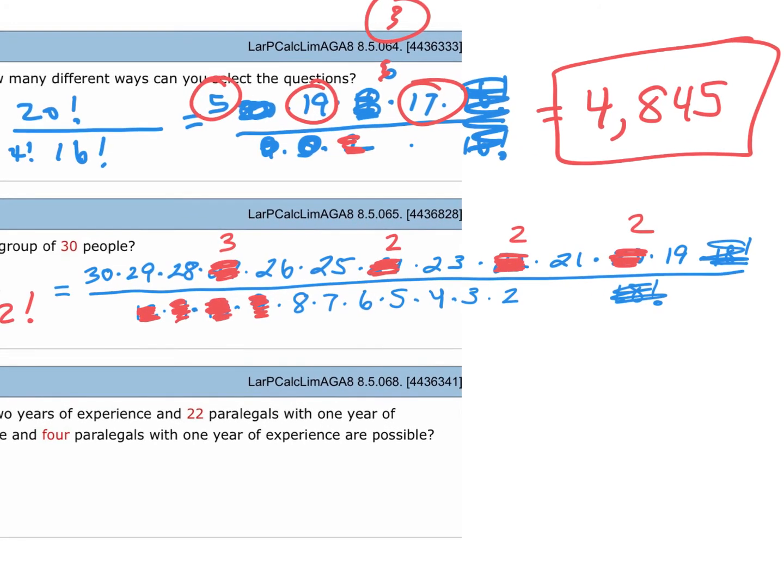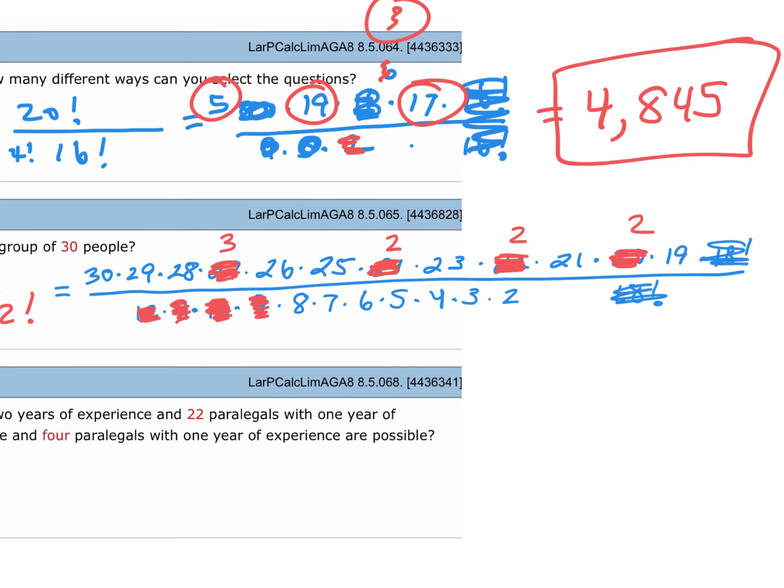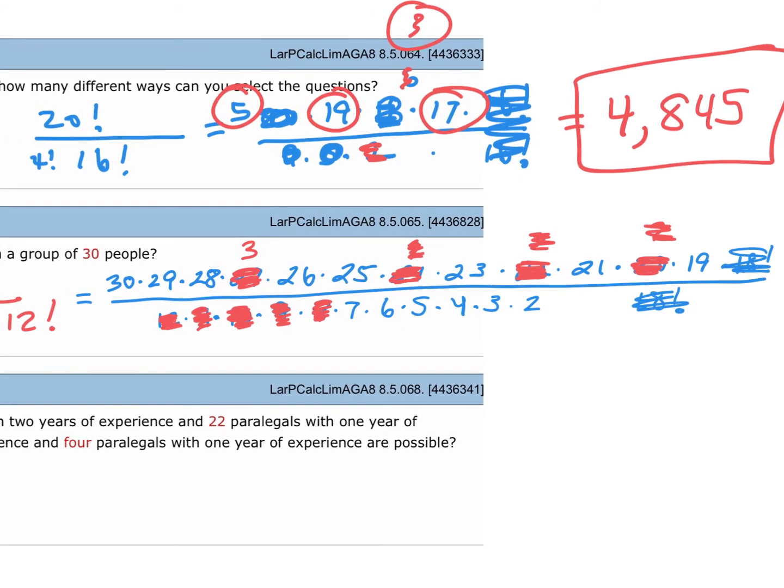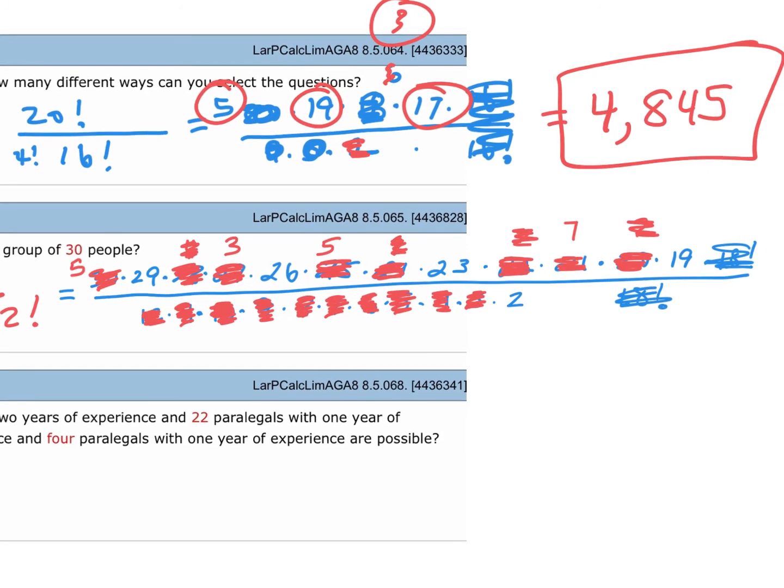Let's see, 8. Well, 2 times 2 is 4 times 2 is 8, so 8 and 8, you can cancel out there. 7 goes into 7 one time, 7 goes into 28 four times. We can say 6 goes into 30 five times. We can say 4 goes into 4 once, 5 goes into 5 once, 5 goes into 25 five times. 3 goes into 3 once, 3 goes into 21 seven times. And I think that's it.